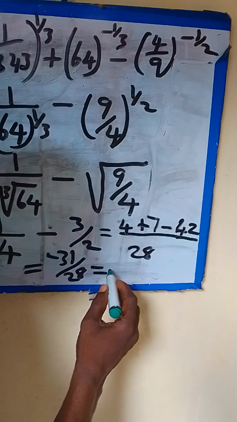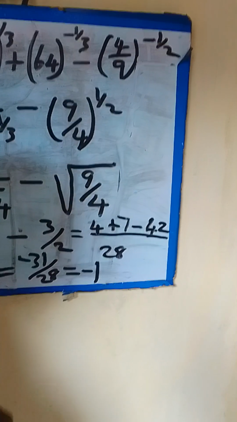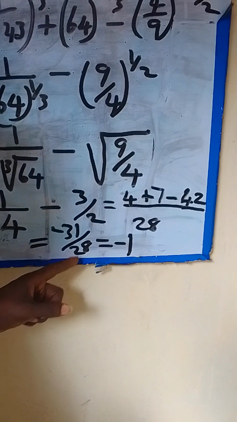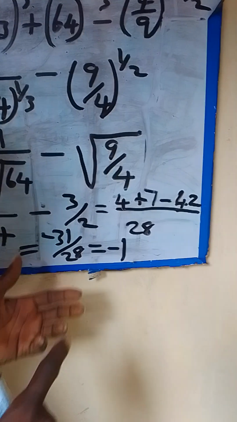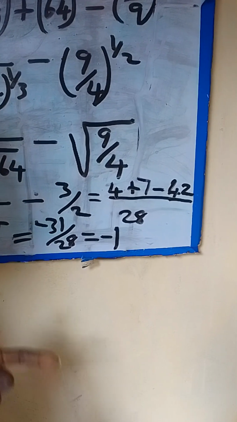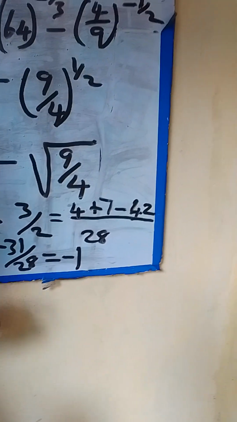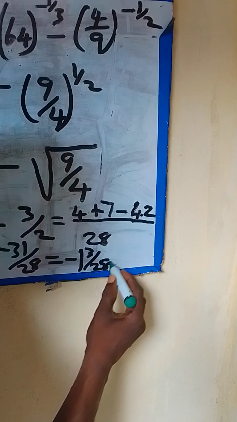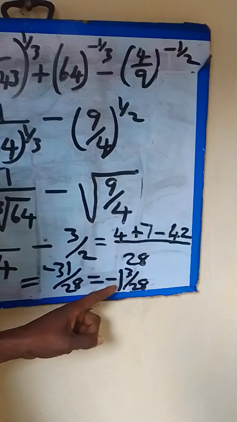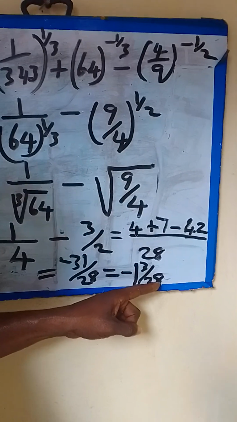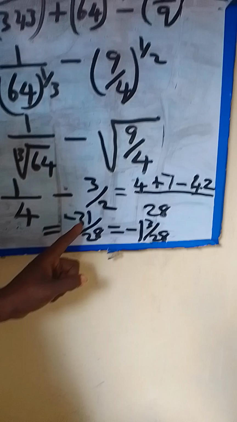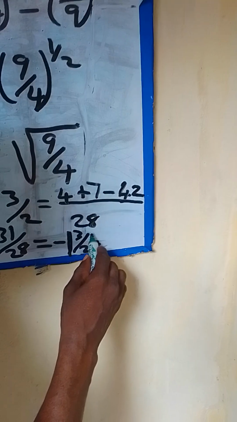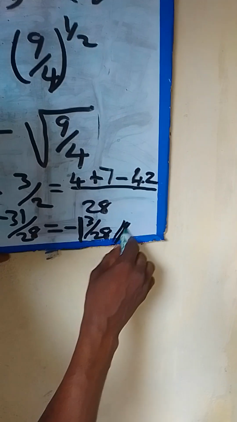So 1 is what we are going to look at now. 1 times 28 is 28. What will you add to 28 to give you 31? So we have 28, 29, 30, 31. So we add 3, and 3 is smaller than the denominator. We are going to have 3 all over 28. So this is the answer. 1 times 28 is 28 plus 3 is 31. So we are having minus 1 whole number, 3 all over 28. So this is the answer to this problem.